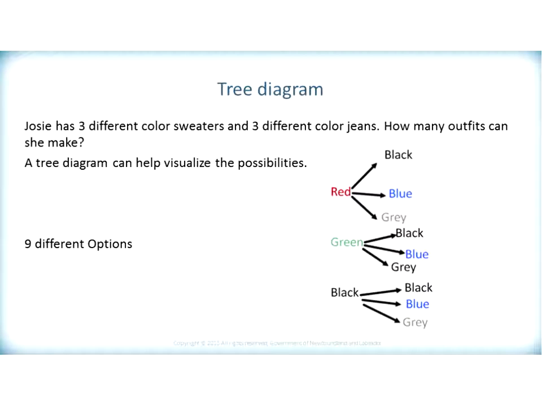We could also look at this as a tree diagram. For each type of sweater, we have 3 different types of jeans, which we could see as 9 combinations. Tree diagrams are useful when the number of combinations is small.